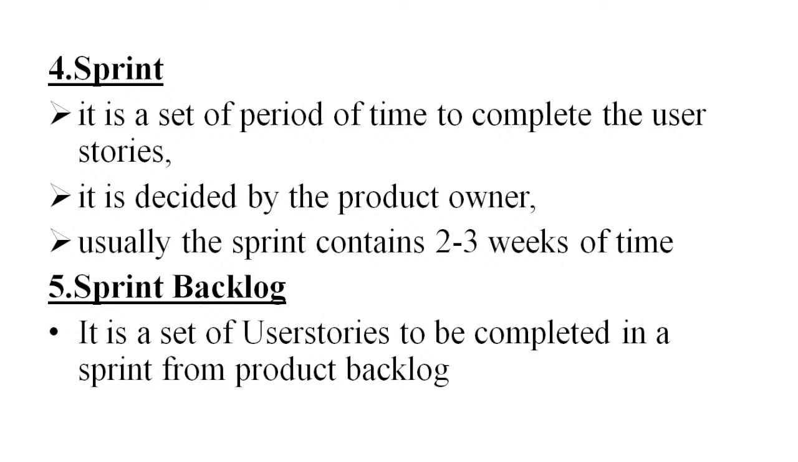So who maintains the sprint? It is decided by the product owner itself. The product backlog is also maintained by the product owner, and the sprint is also decided by the product owner. Usually how many days does the sprint contain? The sprint usually contains 2 to 3 weeks of time, as decided by the product owner.